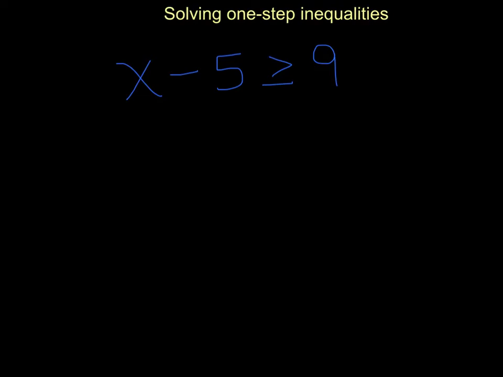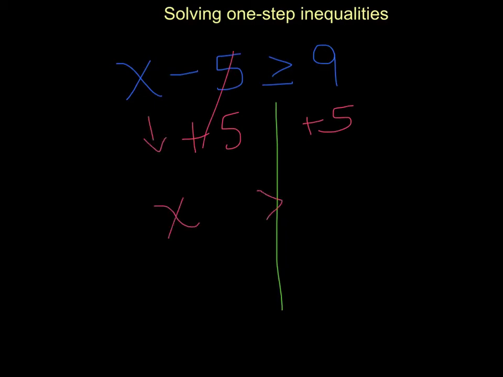Hey, today we're going to solve one-step inequalities. You solve it exactly like you do one-step equations. Again, your job is to undo the operation. Right now, we're taking x and we're subtracting 5, so the opposite of subtracting 5 is adding 5 to both sides. The 5's cancel out, the x comes down, x is greater than or equal to 14.